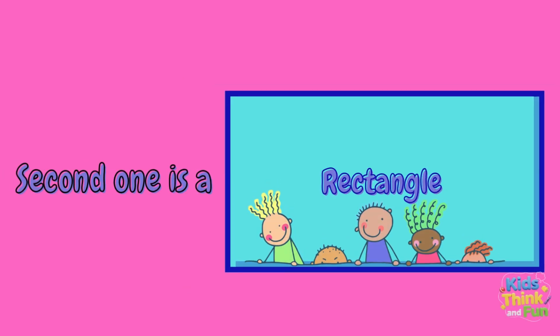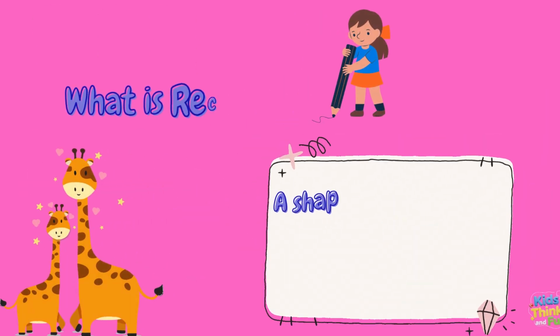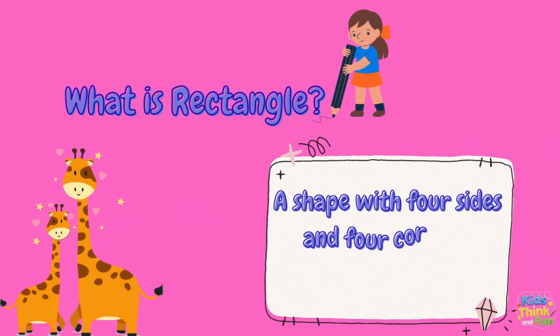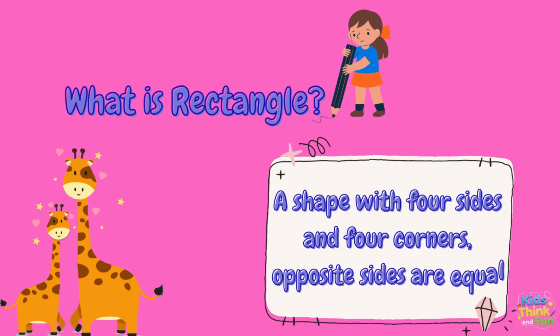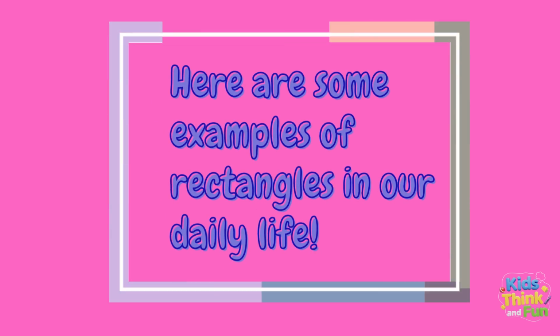Second one is a rectangle. Let's talk about it. What is a rectangle? A shape with 4 sides and 4 corners. Opposite sides are equal. Here are some examples of rectangles in our daily life.